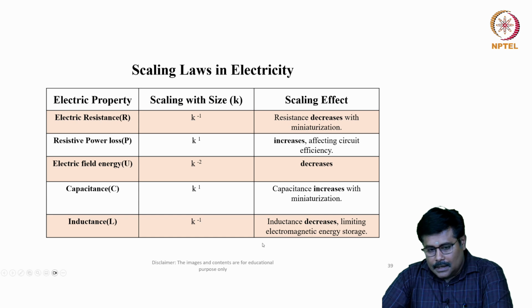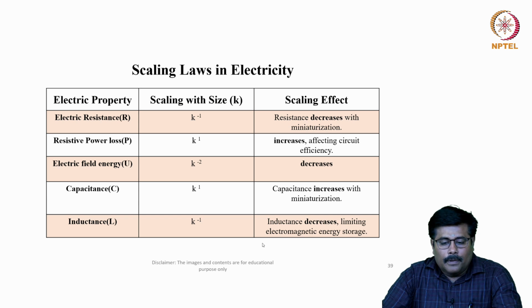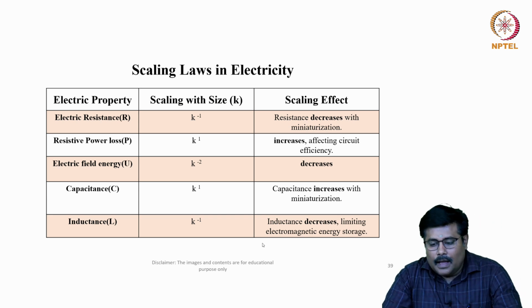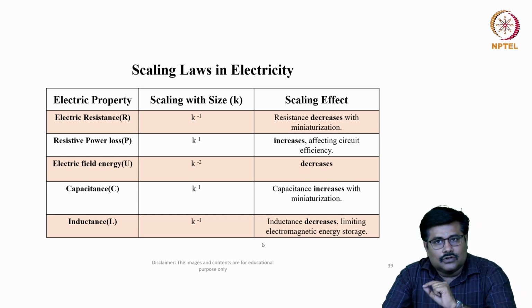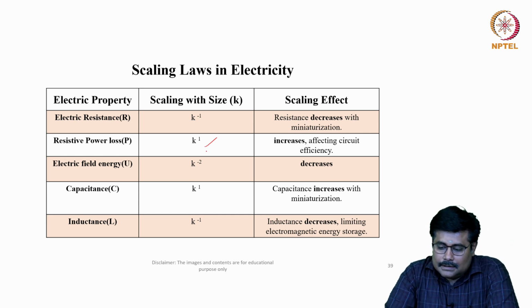As far as the fundamentals of the scaling laws in electricity are concerned, if we try to map the electrical property with reference to the scaling size, the electrical resistance is represented as k power minus 1, where the resistance decreases with miniaturization. With reference to resistance power loss, it is represented as k power 1, which increases and affects the circuit efficiency.